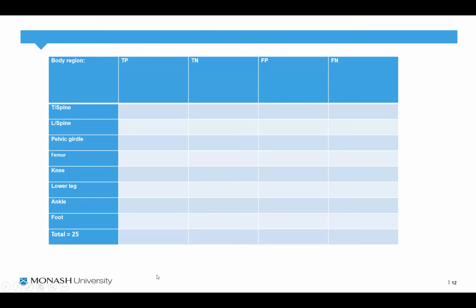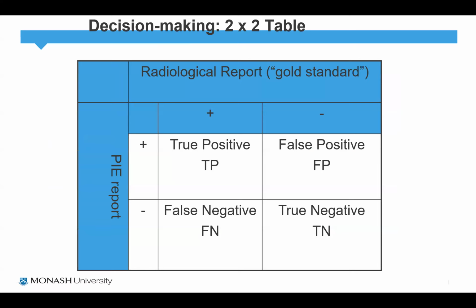And I think that's where some of the students just really struggle with assigning their true positive and true negative and so forth. And this is basically the 2x2 decision-making table. It's a very simple one. And that's where you look at the radiologist report, which we use as the gold standard.